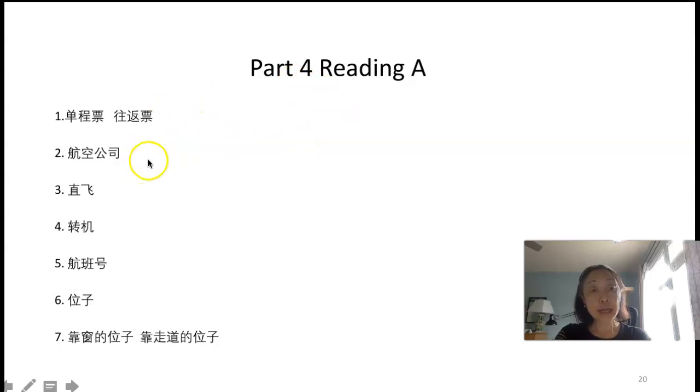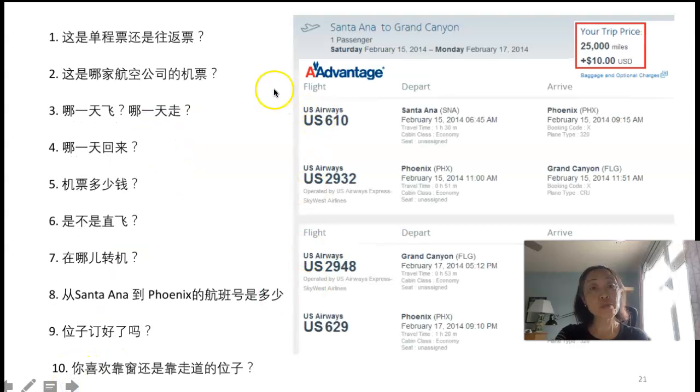Basically, you need to get yourself familiar with all this vocabulary. And remember, we did an exercise like this in my lecture, and please review that. On your exam, you will have something very similar. So you will have a flight itinerary like this, and then you need to answer all the questions in Chinese based on the information indicated in the itinerary.